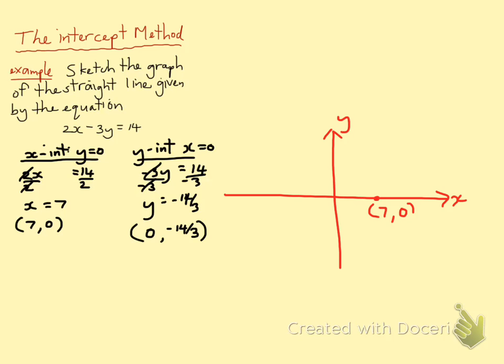So we now sketch some axes. We don't need to use graph paper for this. We mark in the x-intercept. So remember the x-intercept was 7, 0 over here. And we mark in our y-intercept, which was 0, negative 14 thirds. And then we connect those with a straight line. And then we just check to see that the gradient there is moving upwards, so we would have a positive gradient. And that's it.